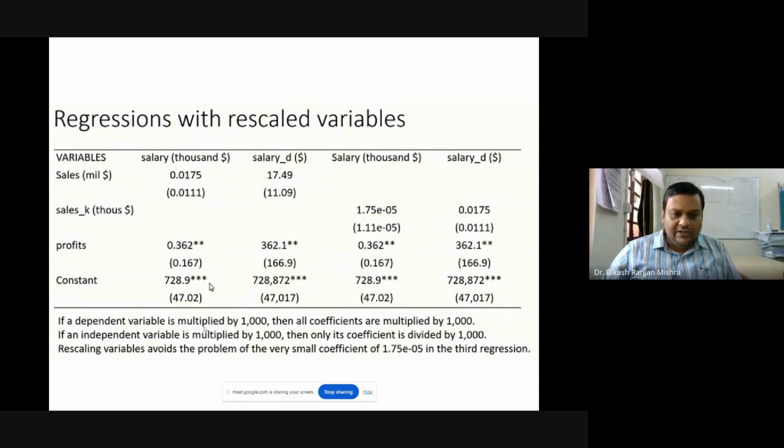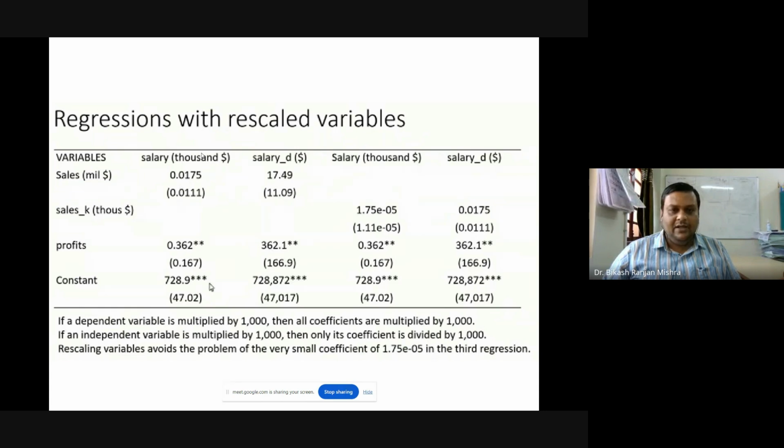Whereas if you go for the rescaling of your independent variable by 1000, that means if you convert from sales to thousands, then we can see the coefficient is actually divided by 1000. Here, the comparison from 0.0175 to 17.49 is multiplied by 1000, because the dependent variable is rescaled by multiplying by 1000.